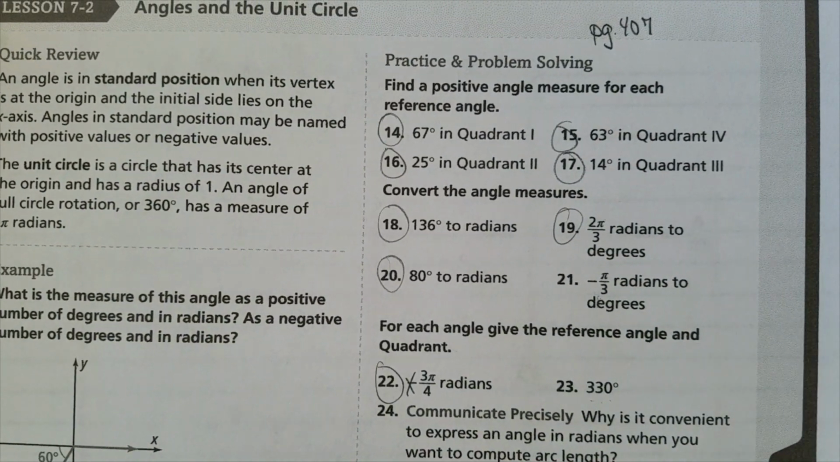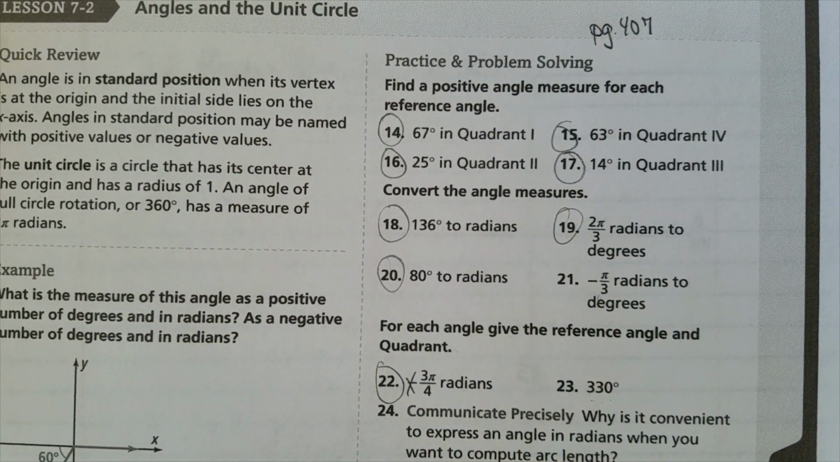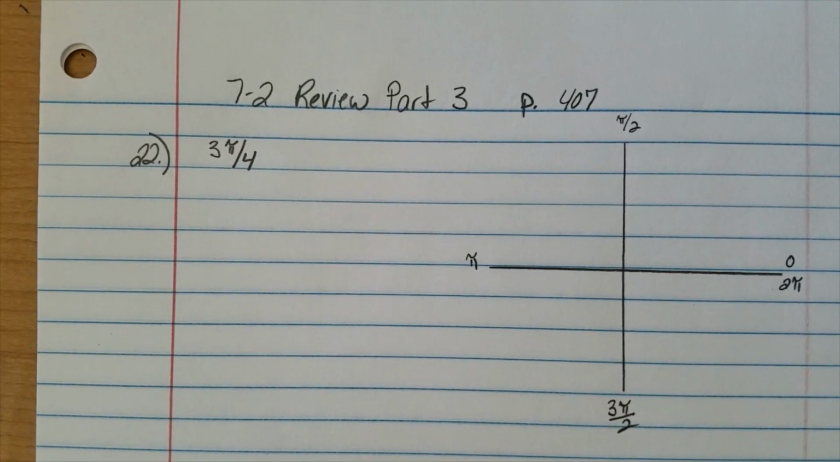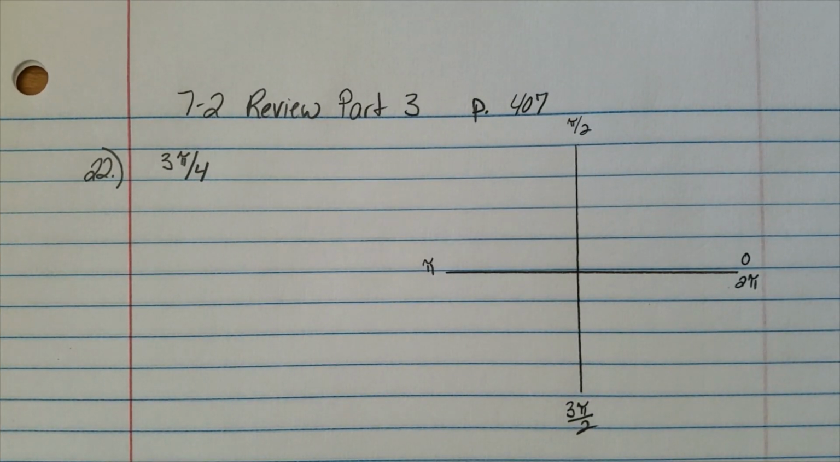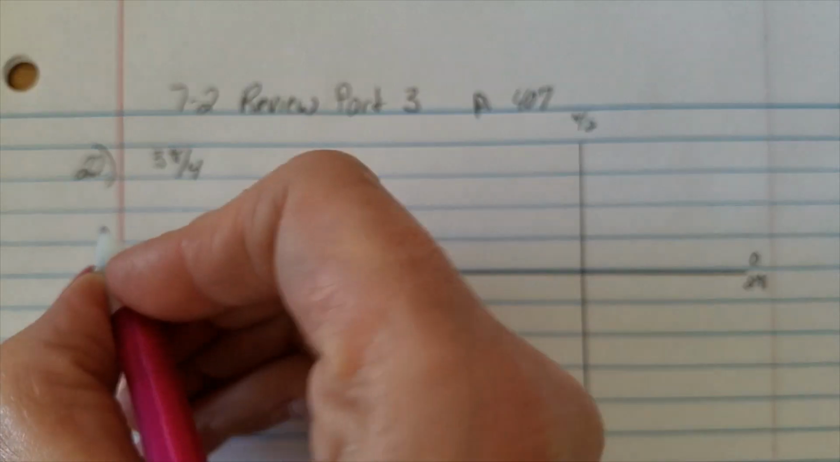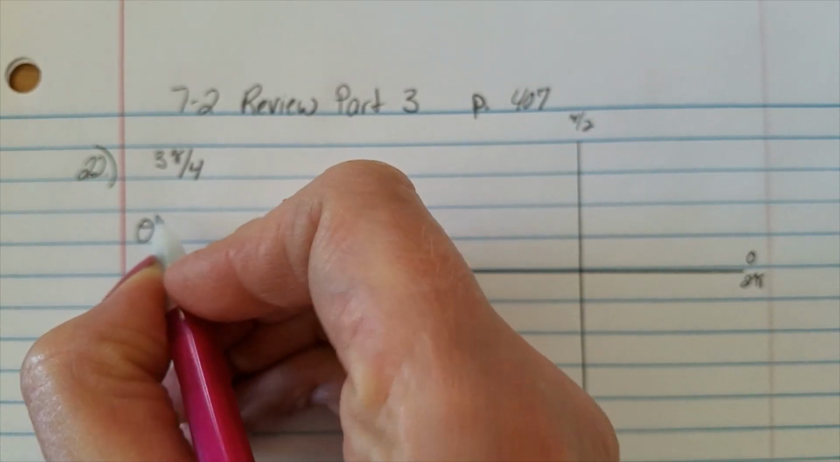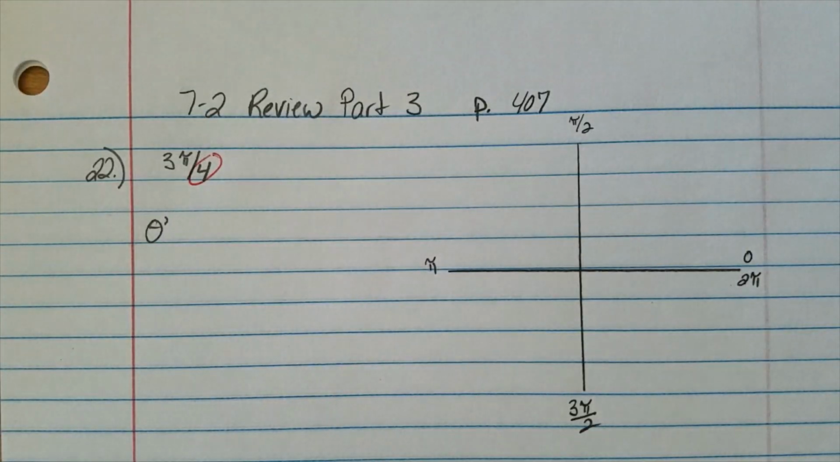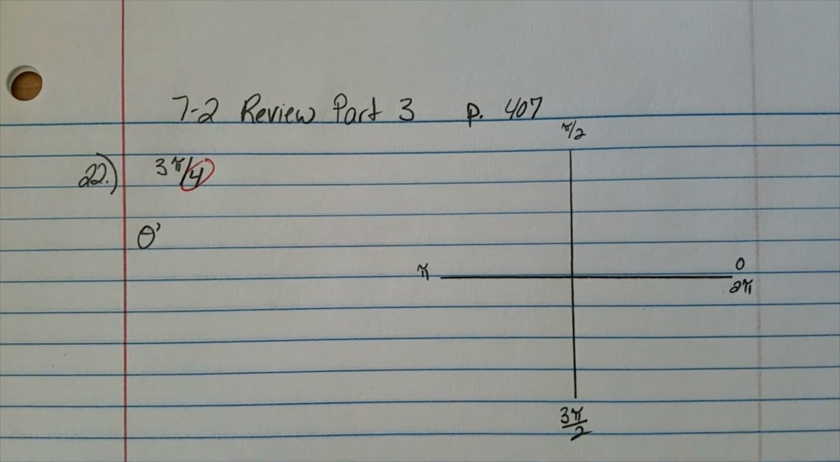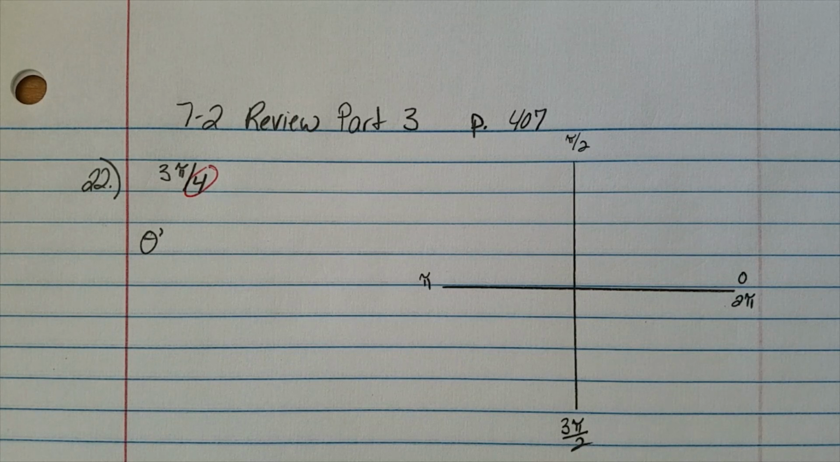So here we go. We have to, what does it say? For each given angle, give the reference angle and quadrant. Here we go. 3 pi over 4. When you start out in radians, it is so easy to pull your reference angle. Your reference angle, if you just look at the denominator, and if you watch the previous videos too, in 7-3 I put it in there.